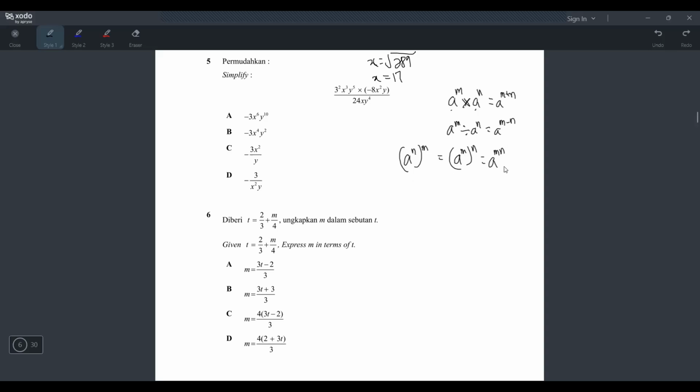Okay. Apa lagi? What if I give you a power negative? This one is negative. Okay, so a power negative m. So if the power is negative, you can make it positive. But how? How to make it positive? You can write, it will change to 1 over a power m.